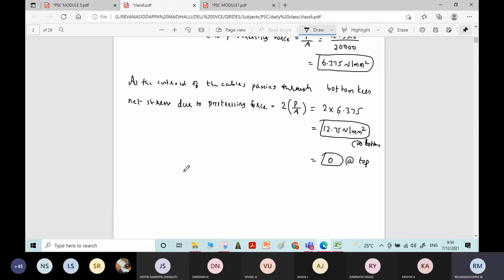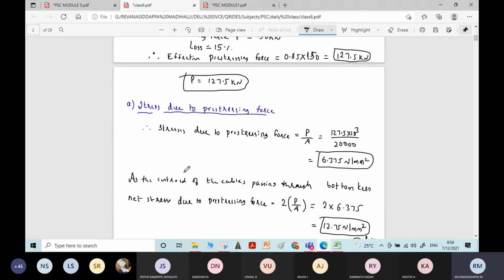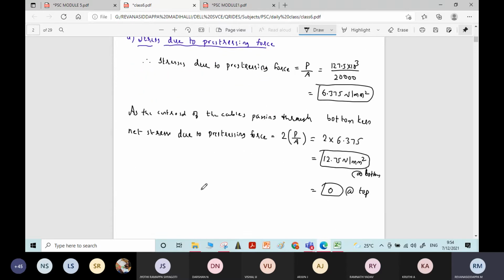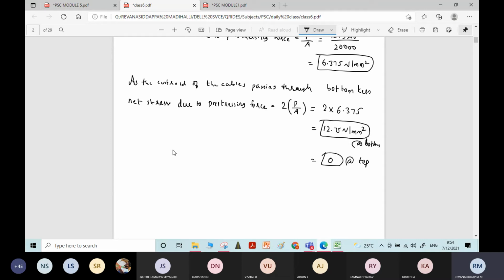Now we have determined the stress distribution due to the pre-stressing force. If you want, you can write a small diagram: 12.75 at the bottom and 0 at the top.